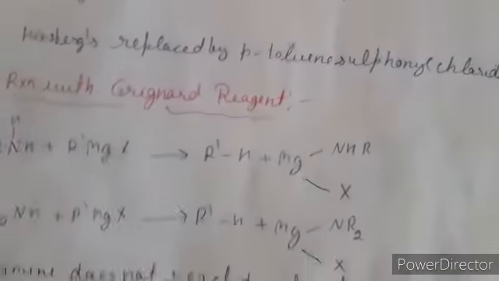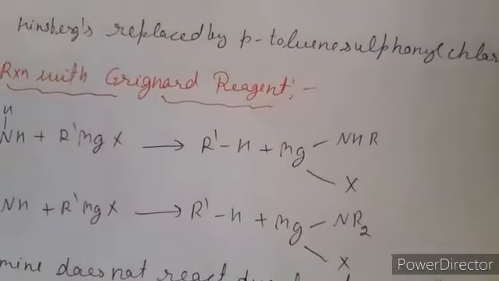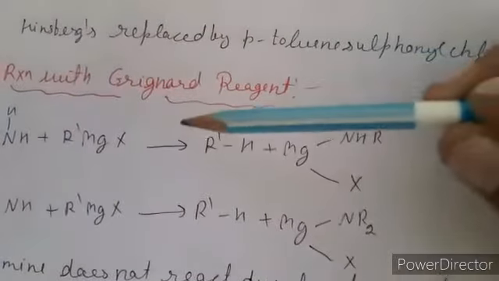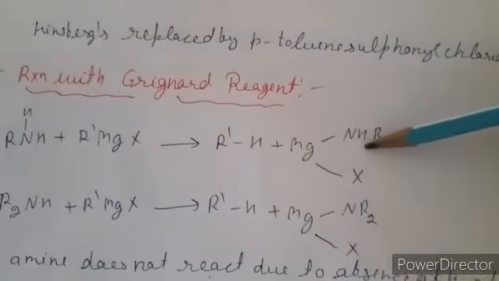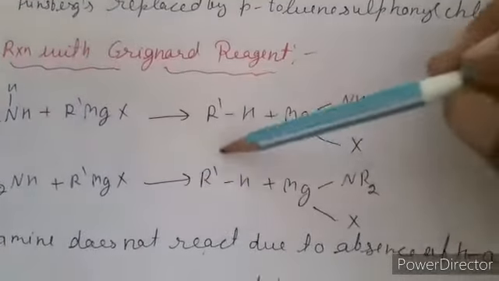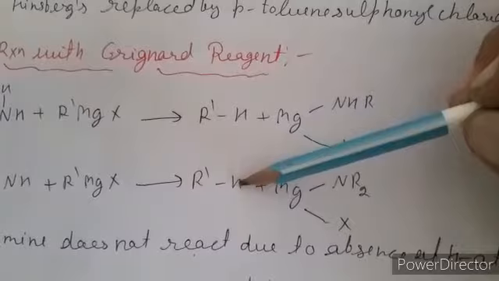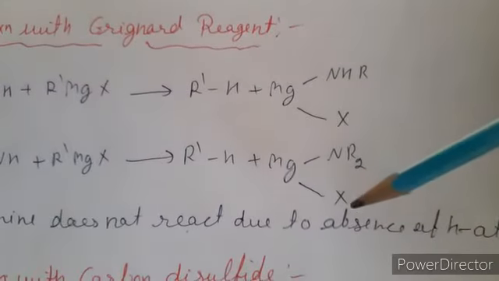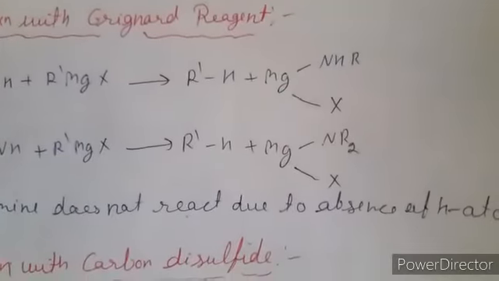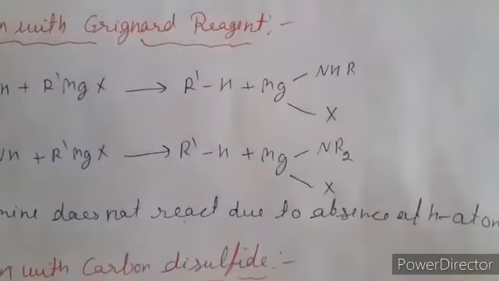Next, the reaction with Grignard reagent. A primary amine reacts with Grignard reagent to produce an alkane along with a substituted product, and a secondary amine reacts with Grignard reagent to produce an alkane, but a tertiary amine does not react with Grignard reagent because there is no hydrogen atom on the tertiary amine nitrogen atom.